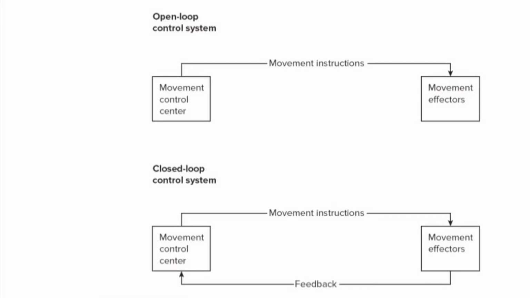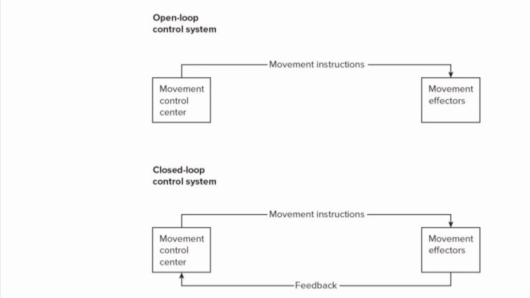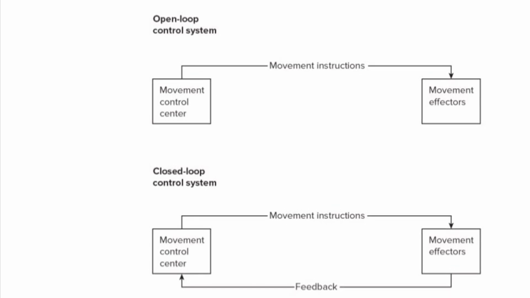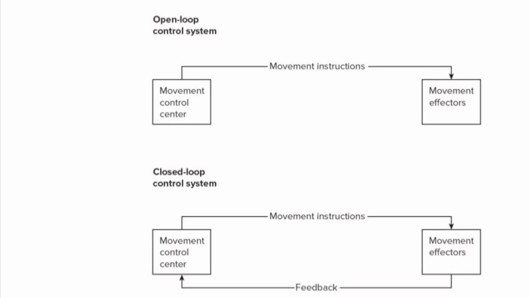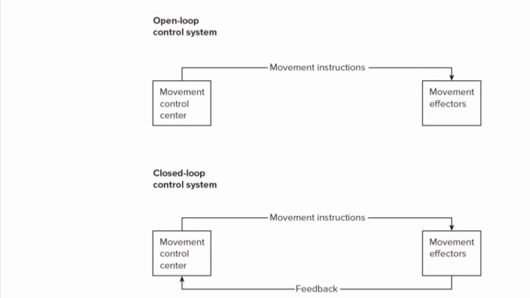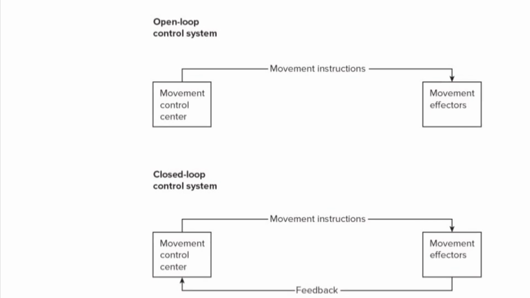Hello, so for this chapter 5 mini lecture, I've decided to use the question: compare and contrast an open loop control system and a closed loop control system. To get started, open loop and closed loop control systems are incorporated into all theories of motor control.